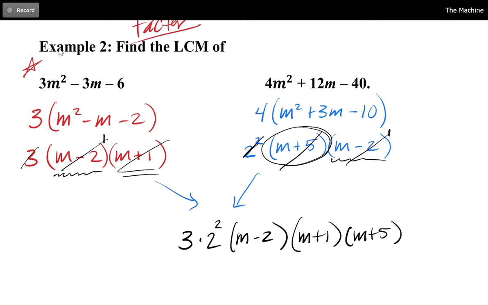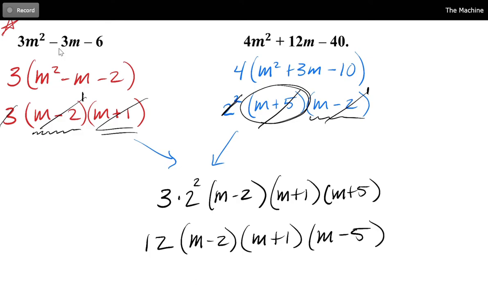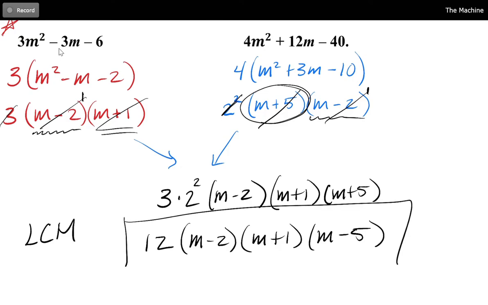So now if I clean this up and give myself a final number in the front, it's going to be 3 times 2 squared. I get 12. 12 times m minus 2 times m plus 1 times m plus 5. That is the least common multiple. There's bigger ones. Obviously, if you multiply everything through by 100, you can have a larger number. But it's the least common multiple, so that's what we're looking for. Why, you ask? Well, we're going to have to get common denominators, and common denominators are the least common multiples.